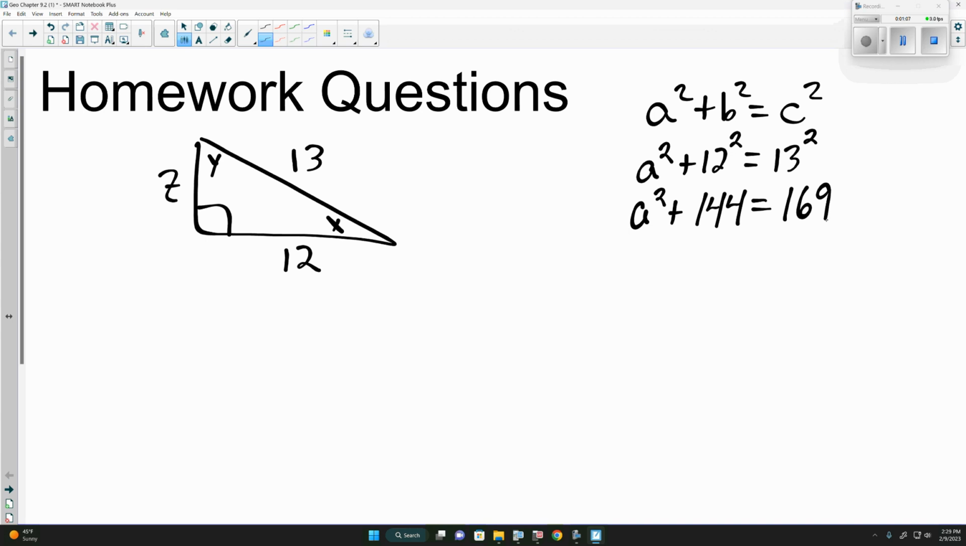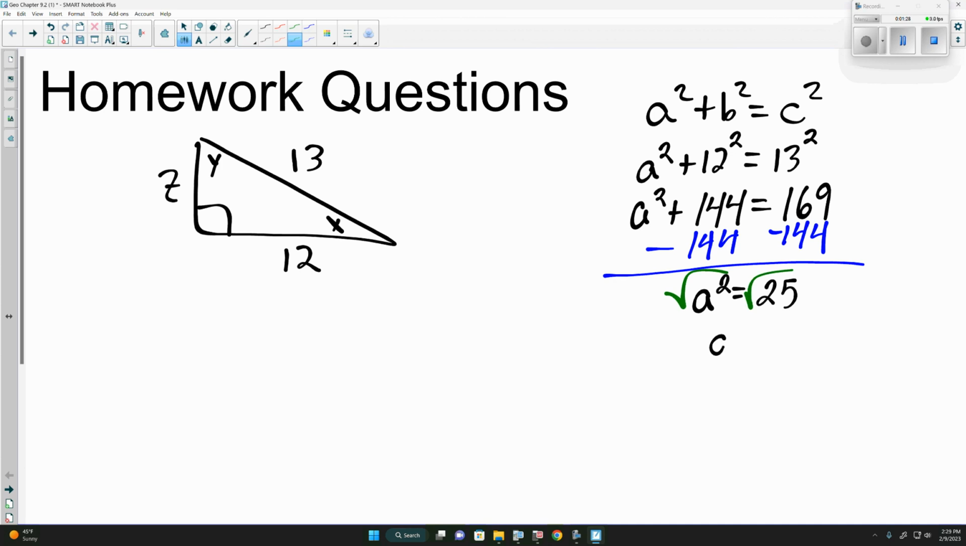At this point we need to get a by itself, so we subtract 144 from both sides, telling us that a squared is 25. Now we square root both sides, and the square root of 25 is 5. So z, in our case, is 5.